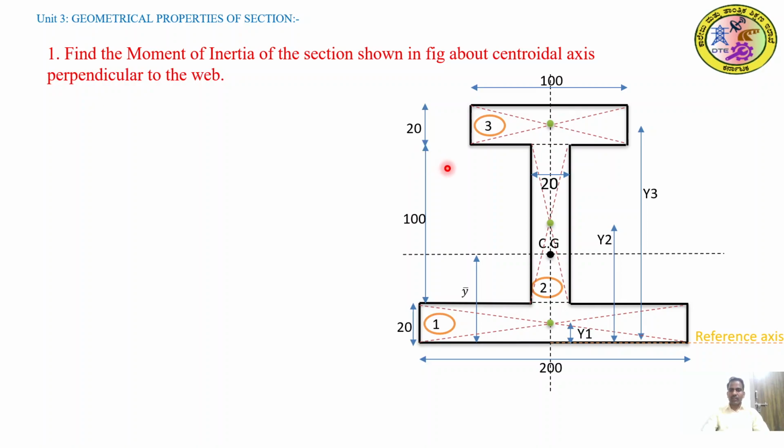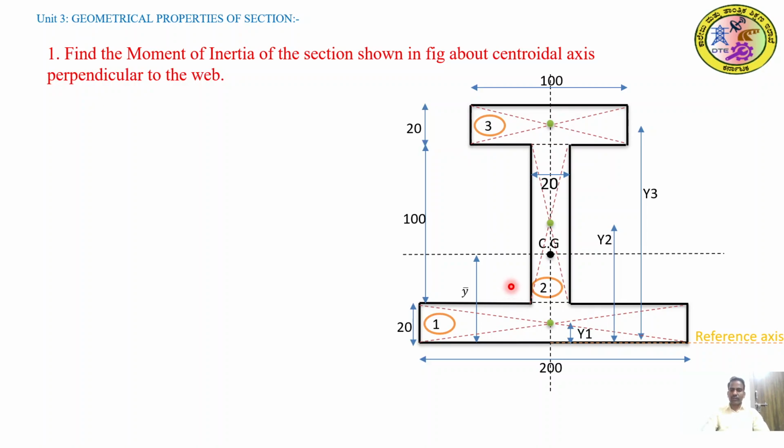To find out the center of gravity of the whole I section, we must divide the I section into three rectangular boxes, that is bottom flange as one rectangle, web as another rectangle, the dimension is 20 by 100, and the top flange as another rectangle, that is a third rectangle, 100 by 20.